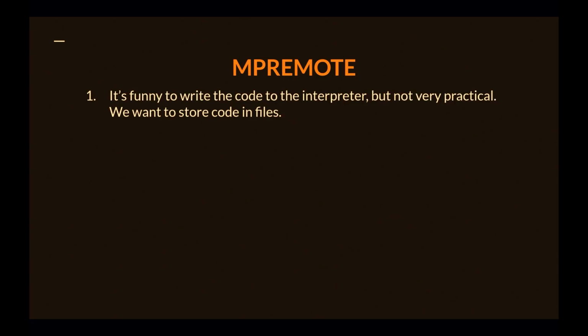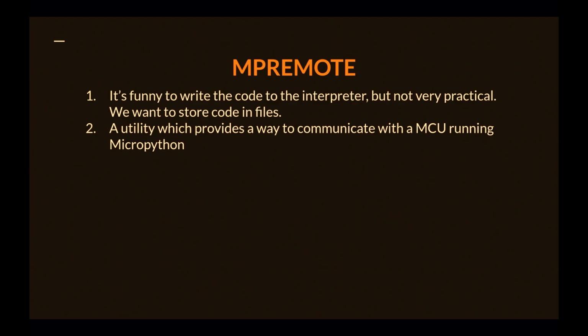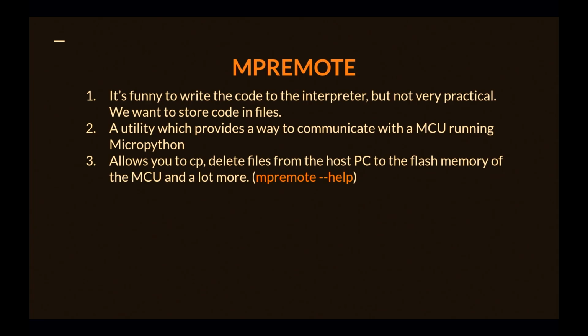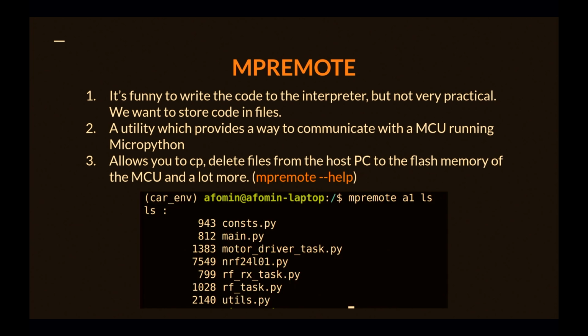We also need to know a little bit about the mpremote utility. Because now we just worked with UART, with the command line. Of course, that's not what we want. We want to write the code into a file and upload this code to the microcontroller. And mpremote does exactly that for us. That's our way to communicate with a microcontroller running MicroPython. We can copy files, delete files, and create directories in the microcontroller memory, all of that with mpremote. That's how it looks when we want to show all the files on the microcontroller.